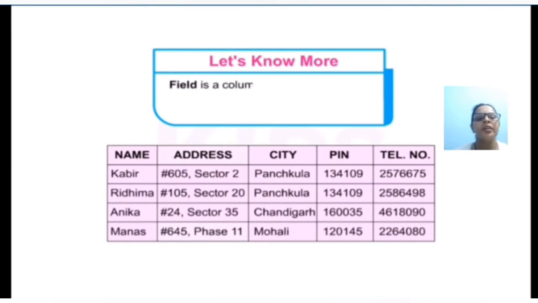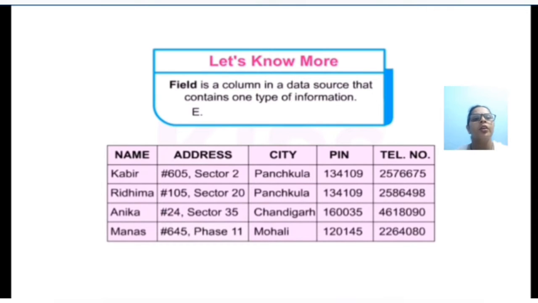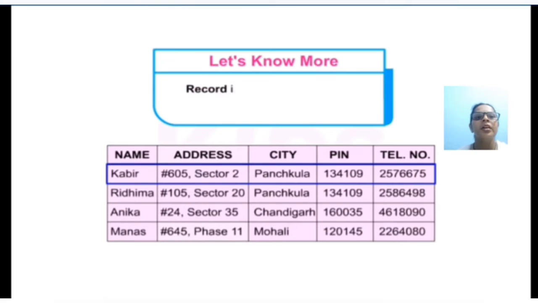What is a field? A field is a column in the data source that contains one type of information. You can see name, address. Name contains only the name, address contains only the address of the particular person. What is a record? A record is a row on a data sheet. A number of fields make one record.